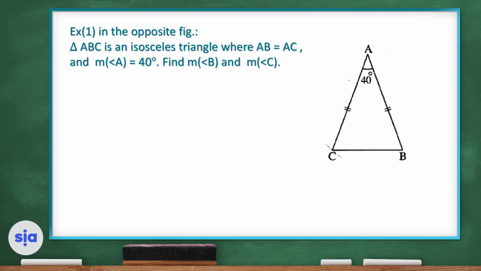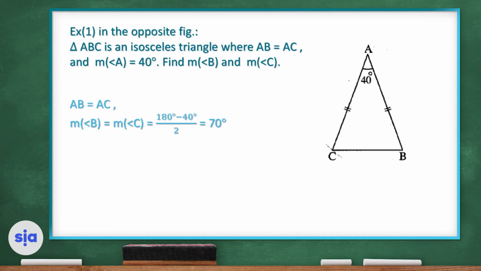Example 1. In the opposite figure, triangle ABC is an isosceles triangle where AB is equal to AC and the measure of angle A is 40 degrees. How can we find the measure of angles B and C? We know that the sum of measures of the interior angles in any triangle is 180 degrees. And if the two sides are congruent or equal in length, automatically the two base angles are equal in measure.